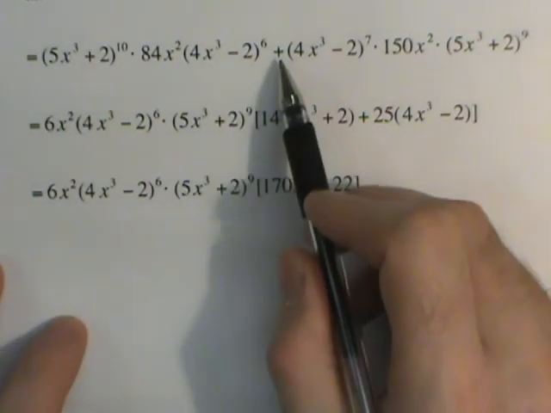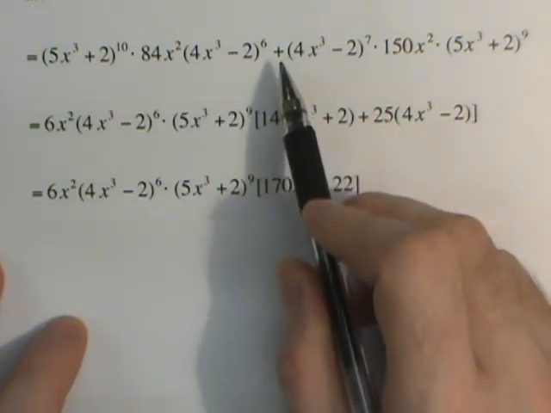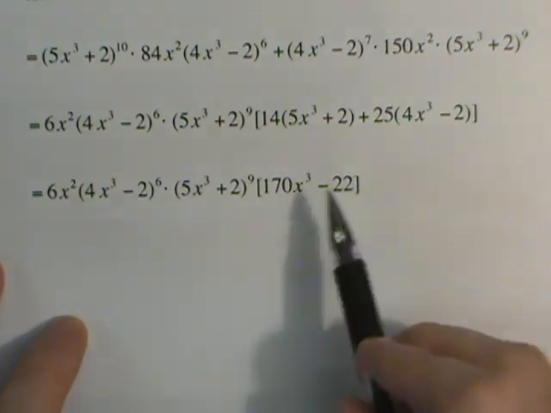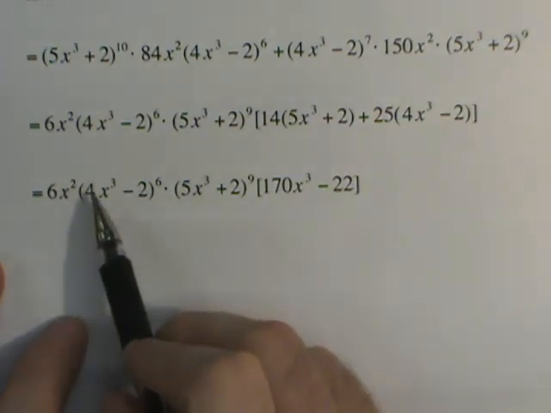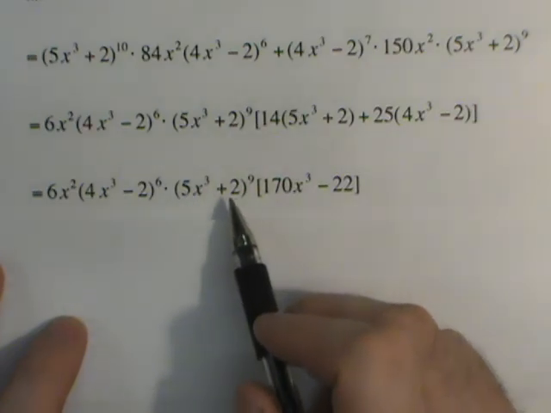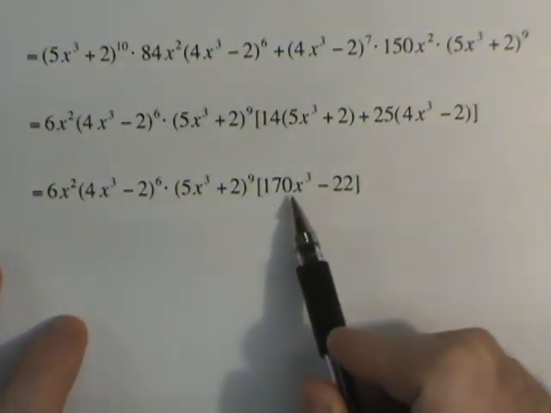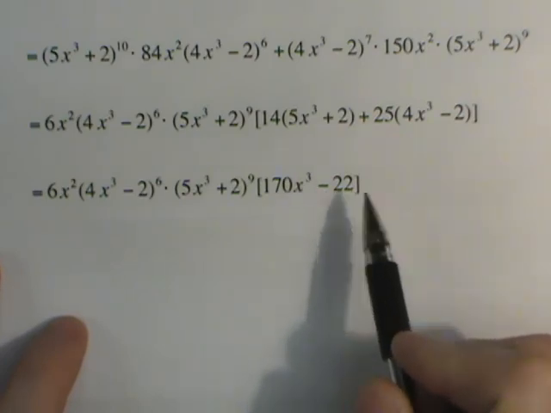I no longer have a plus or minus between my terms, and so I go from having this plus to just a series of products. And I get 6x squared times the quantity 4x cubed minus 2 raised to the 6th, 5x cubed plus 2 raised to the 9th, and where I simplified the brackets, I got 170x cubed minus 22.